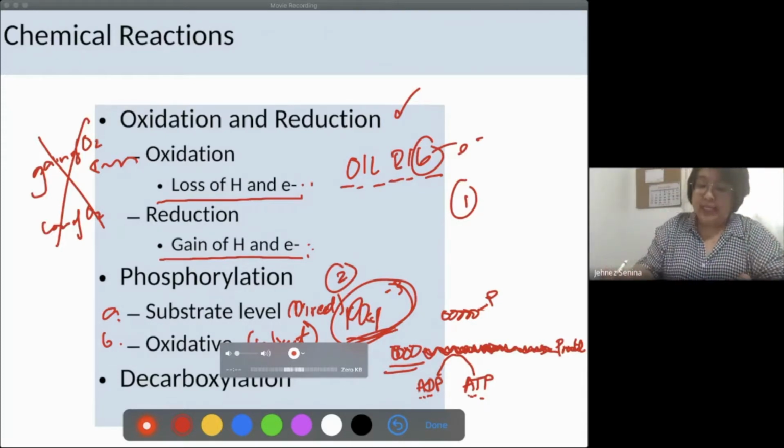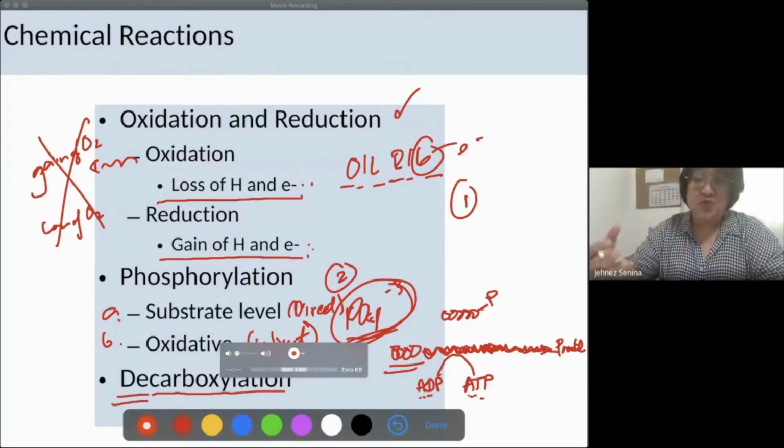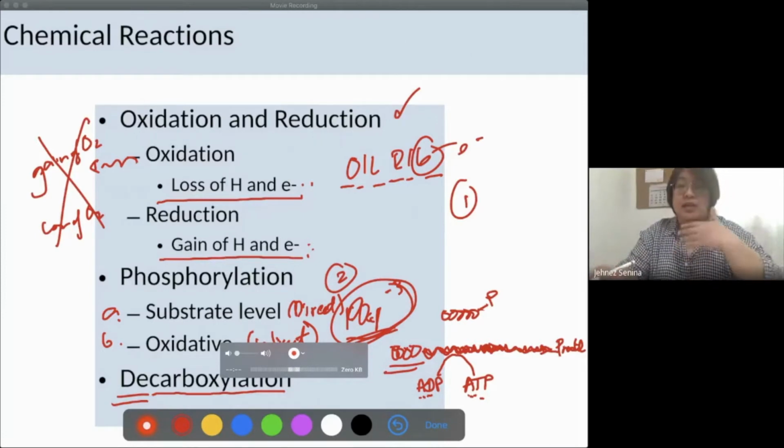Lastly is decarboxylation. This is very easy. D means to remove, so decarboxylation is removal of a carbon. So this is our three. These are the three chemical reactions that I'm going to keep saying over and over again: oxidation-reduction, phosphorylation, and decarboxylation. Questions so far? Headache already? Not yet.